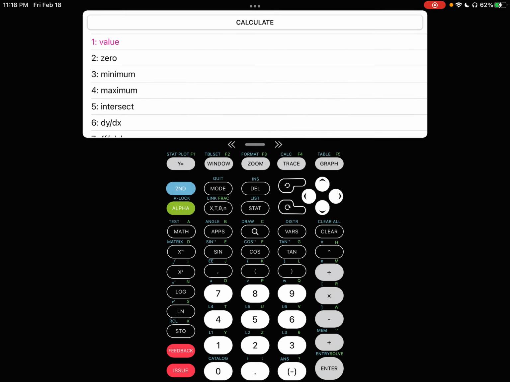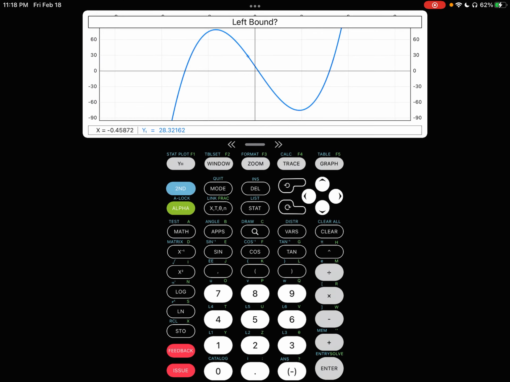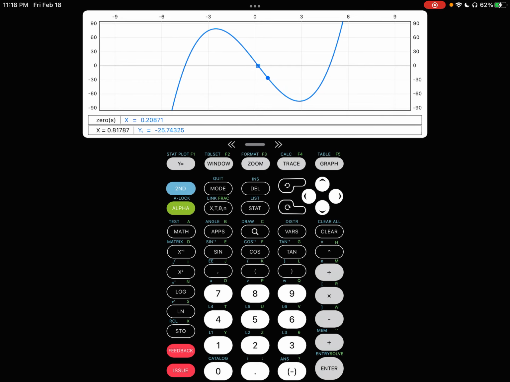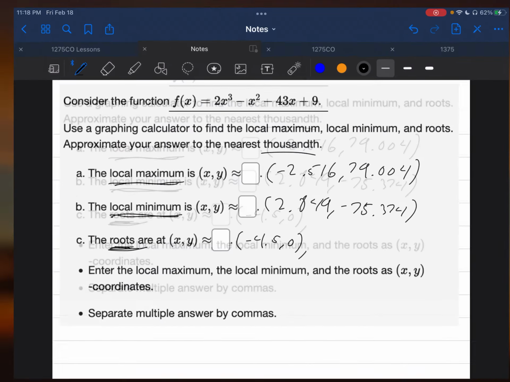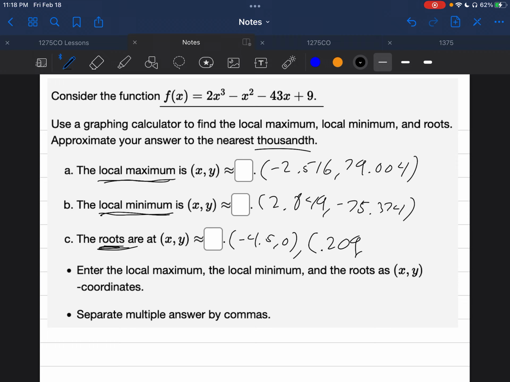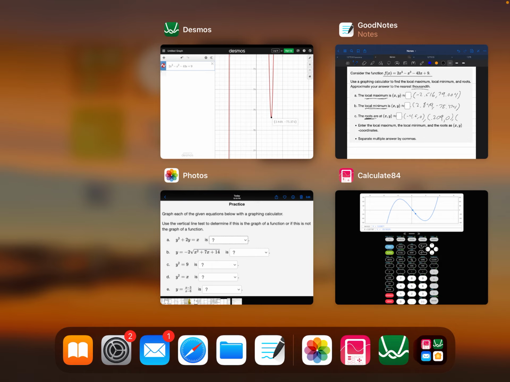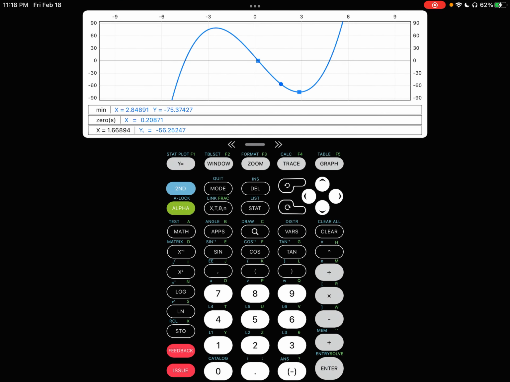Hit second and trace, or rather calculate, down to 0. Left bound, right bound, include the second root within this left bound and right bound again. And then we can see it says 0 is x equals 0.209. So that's going to be 0.209 comma 0 for the second root. And then the third root is located all the way in the right over here.